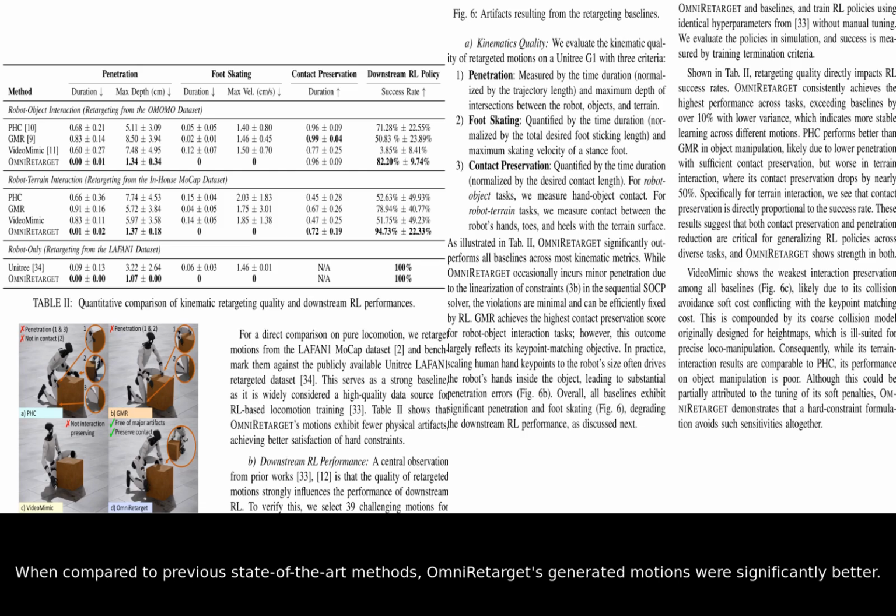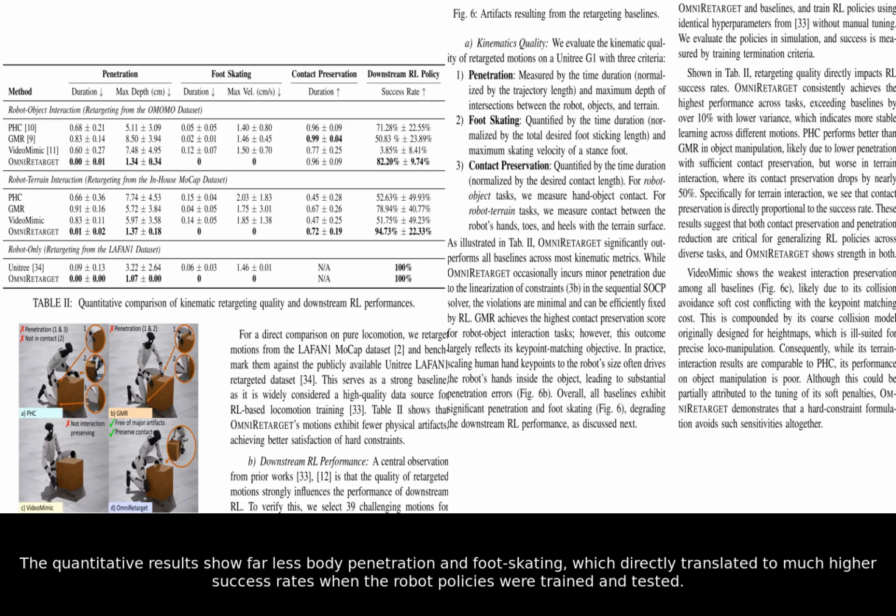When compared to previous state-of-the-art methods, OmniRetarget's generated motions were significantly better. The quantitative results show far less body penetration and foot skating, which directly translated to much higher success rates when the robot policies were trained and tested.